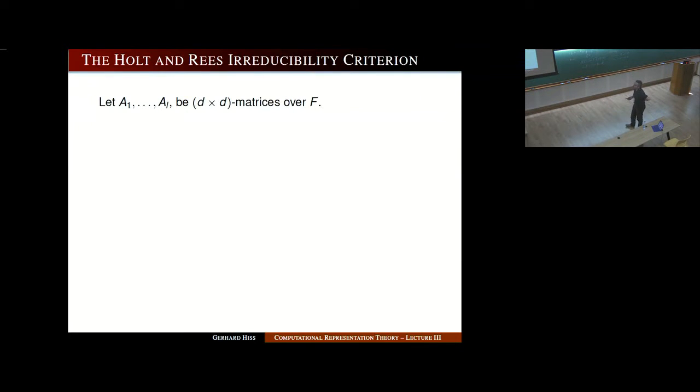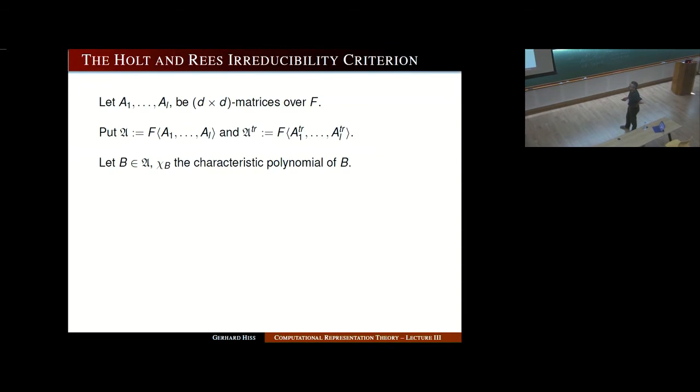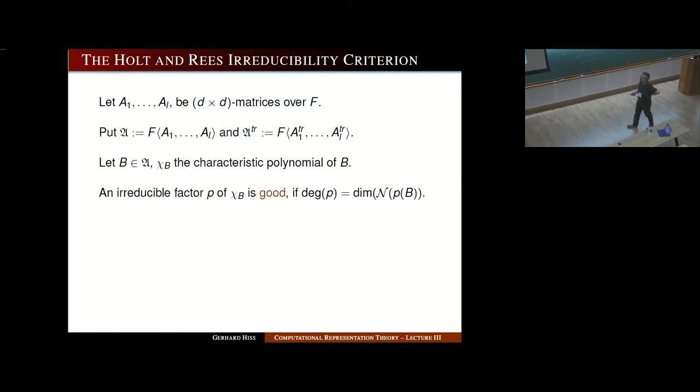So how does this work? You take these matrices again. You take the corresponding algebras, and now you take any element B in this algebra. It can be invertible. Look at the characteristic polynomial of B, and now look at its irreducible factors. And they call an irreducible factor of such a matrix good if its degree is the same as the dimension of the null space of the matrix you obtain by evaluating the polynomial P at B. So P is an irreducible factor with this property.